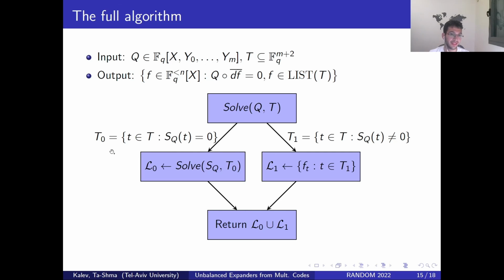The second set is T0, all the elements on which the separand does vanish. What we do with them is we just call the algorithm recursively on the differential equation being the separand and the set T being T0, and we get a second list L0. Then we just return the union of them. And this algorithm exactly solves our problem.